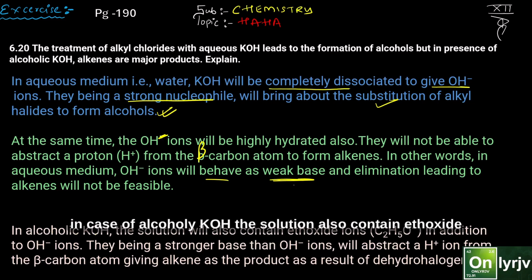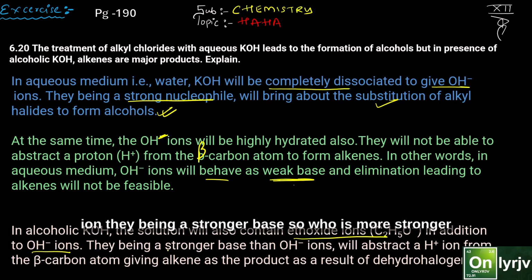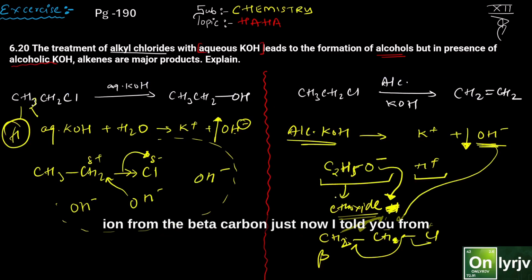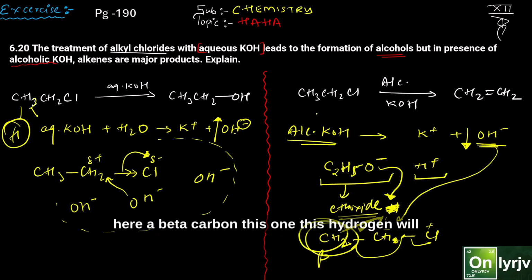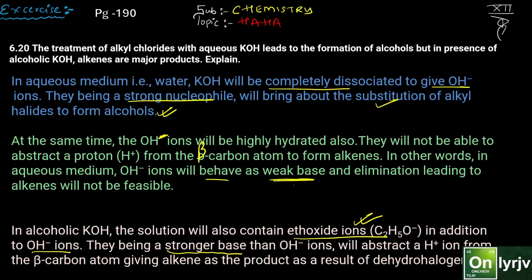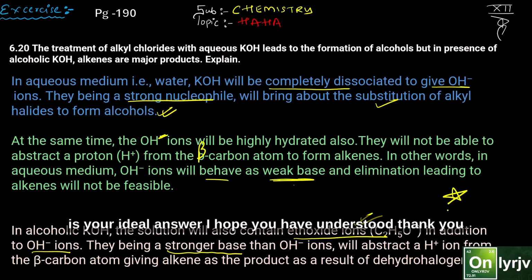But in the case of alcoholic KOH, the solution also contains ethoxide ion, which I just told you about, in addition to OH- ion. They being a stronger base. So which is stronger, OH- or ethoxide? Ethoxide is stronger. It will abstract the hydrogen ion from the beta carbon, this hydrogen will be extracted by the ethoxide. Because of this, it gives alkene as the product as a result of dehydrohalogenation. So the halogen will also go and the hydrogen will also go. So this is your ideal answer. I hope you have understood. Thank you.